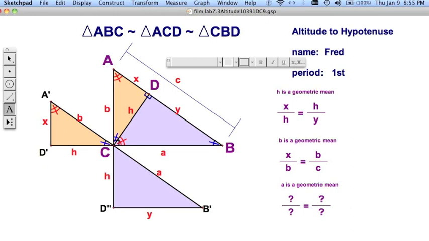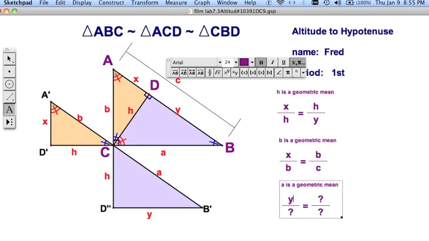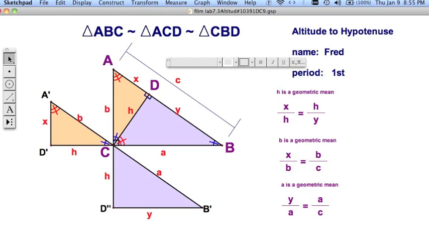Take your label tool. Y is to A as A is to C. And we're done. Looking at it one more time. Well, let's look at it from here. Y is to A as A is to C.